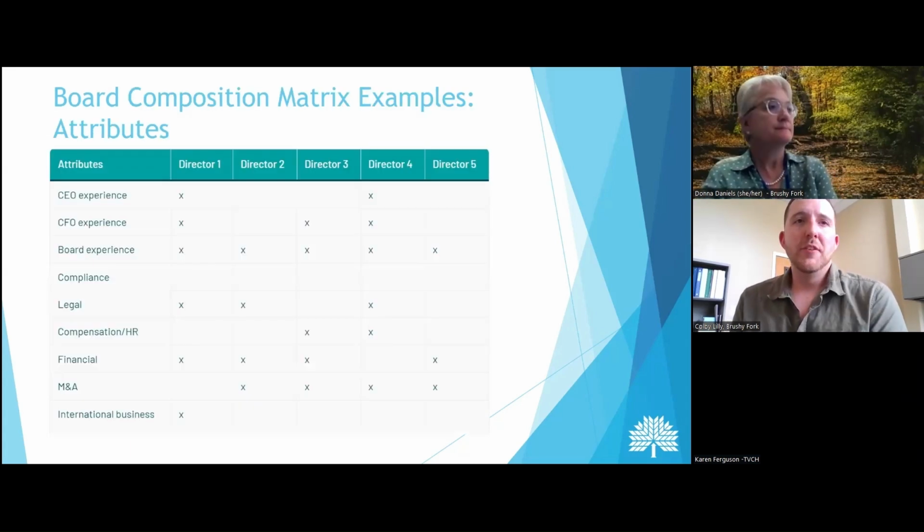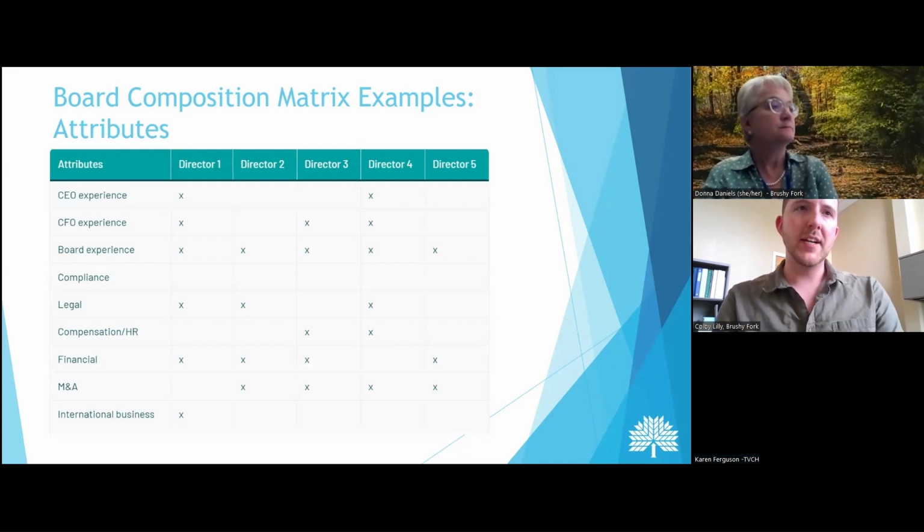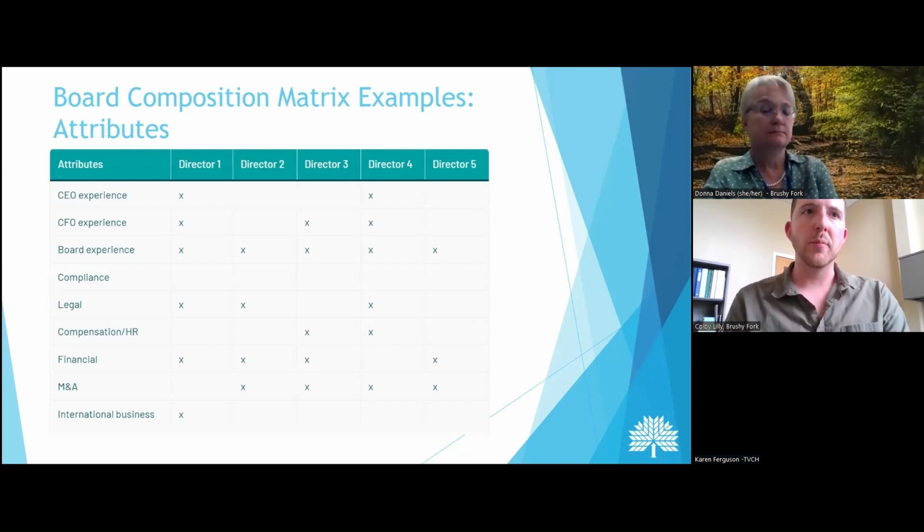So now let's take a look at a few different ways to assess fit for new board members. We'll look at three different matrices that can be used. This one is about attributes of candidates. You can see here it looks at CEO experience, CFO experience, board experience, compliance, legal, and a number of different categories. And you can customize that to what you're looking for in new board members.